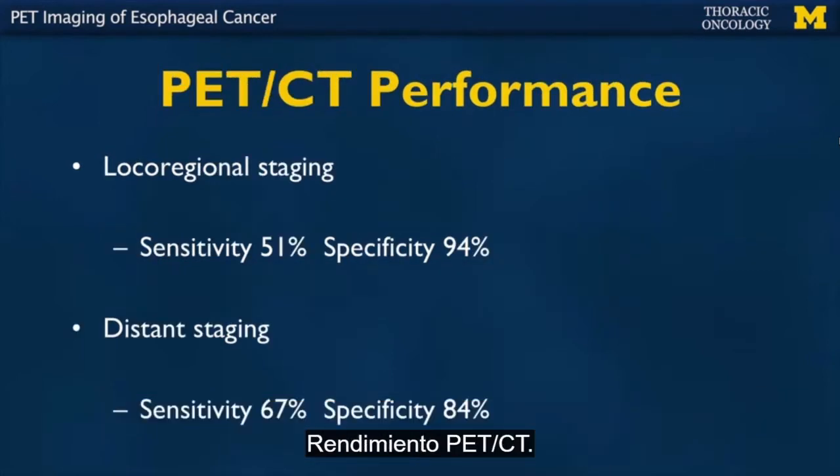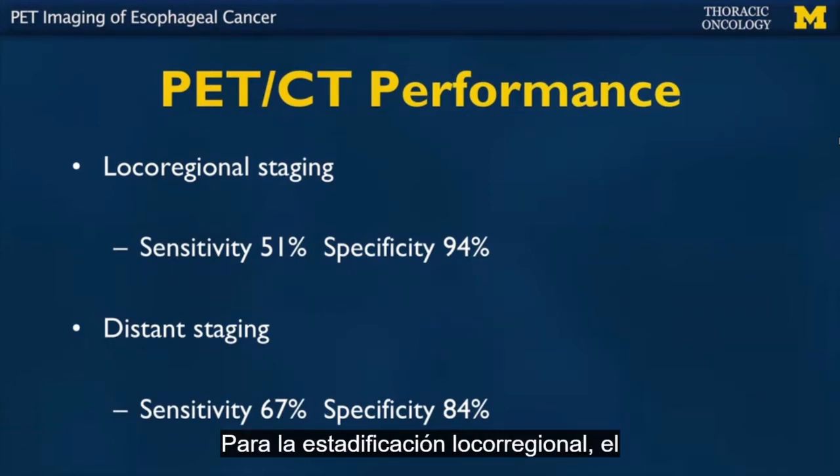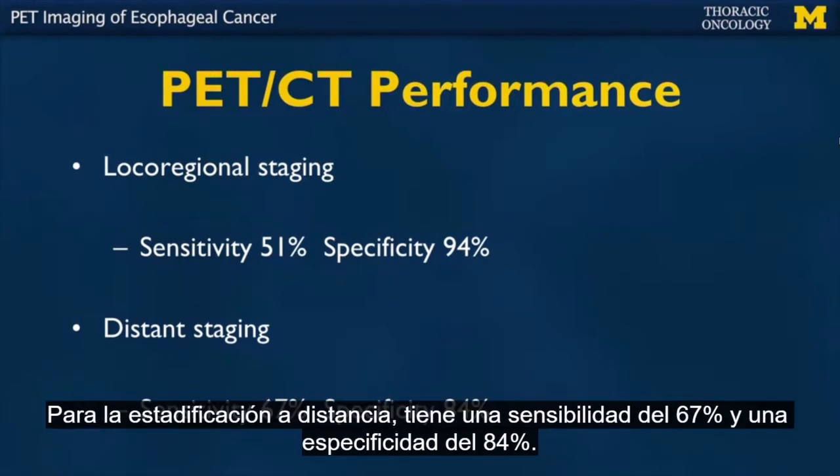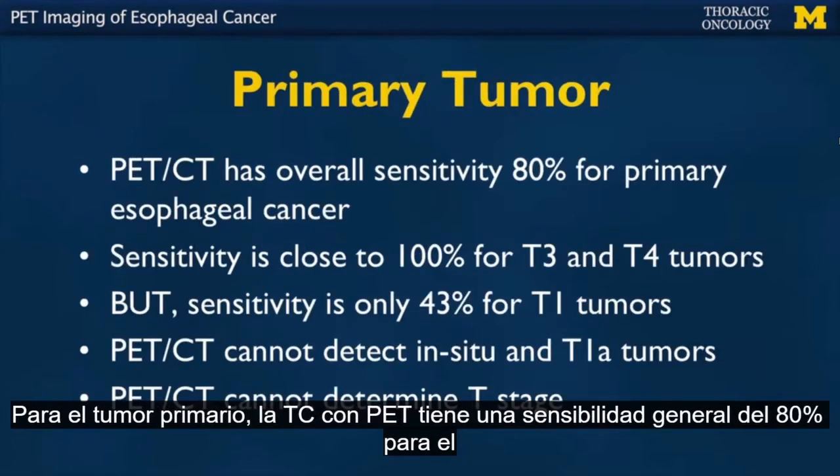PET-CT performance. For local regional staging, PET-CT has a sensitivity of 51% and a specificity of 94%. For distant staging, it has a sensitivity of 67% and a specificity of 84%. For the primary tumor, PET-CT has overall sensitivity of 80% for primary esophageal cancer.